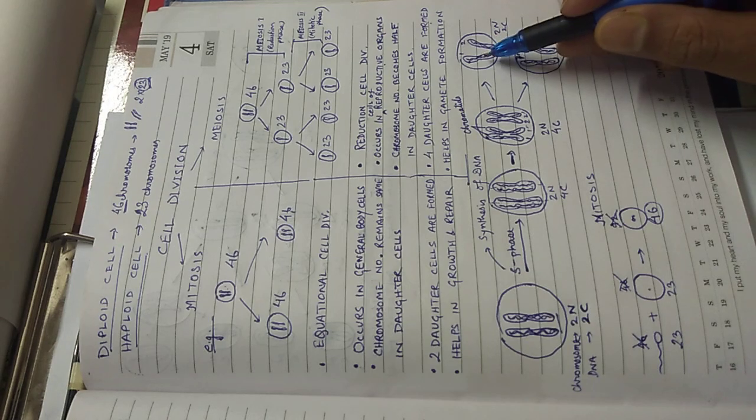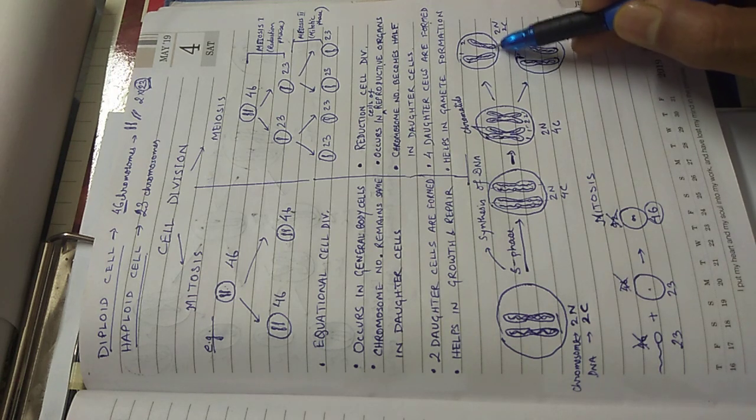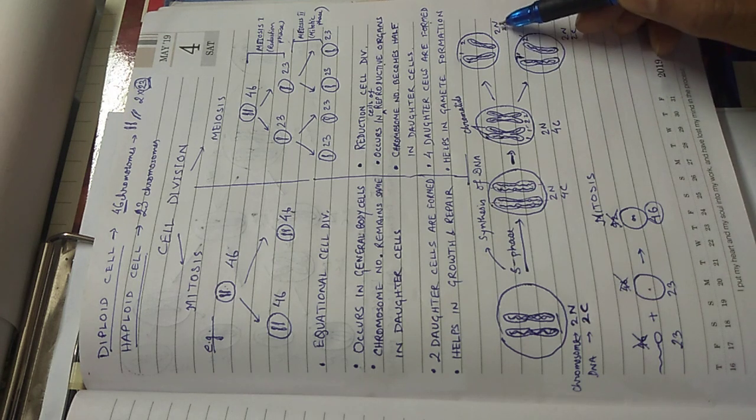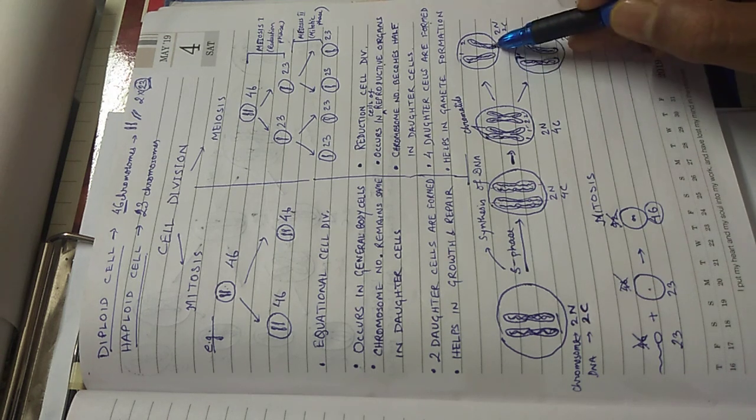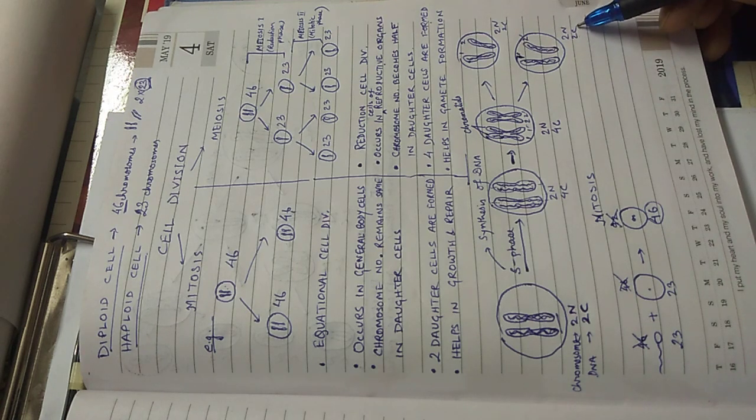The moment they separate out, the chromatids are now regarded as chromosomes. They are no longer regarded as chromatids. So here also we now have two chromosomes, and the chromosomes are once again in pair. So we write it as 2n, and the DNA amount is also 2C. Here also 2n, and the DNA amount is 2C.